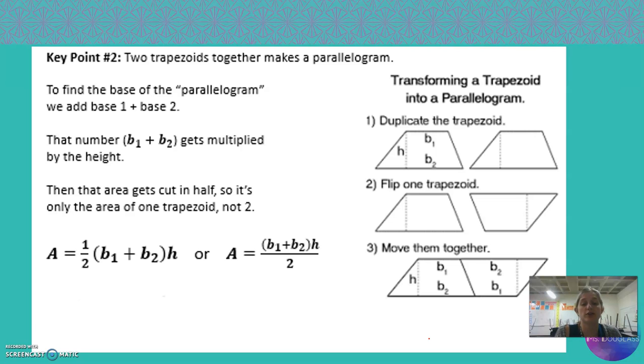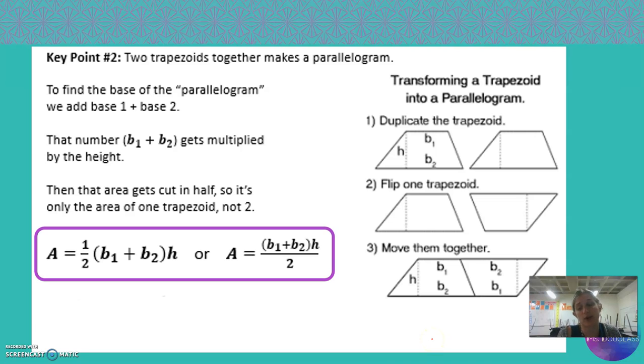In your notes, you have two versions of this formula. You have half times base 1 plus base 2 times height, or you have base 1 plus base 2 times height divided into two groups. It's whichever you're more comfortable with. I write it as 1/2, but oftentimes think of it as dividing into two groups. It's just whichever one makes you remember the steps.